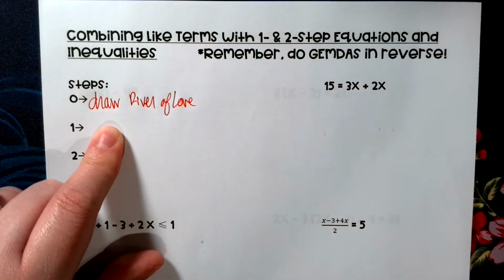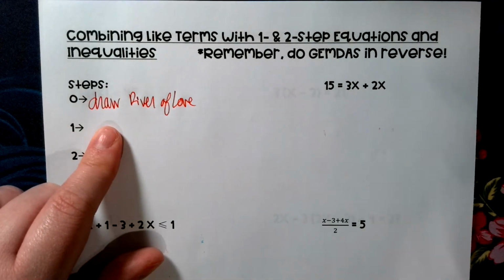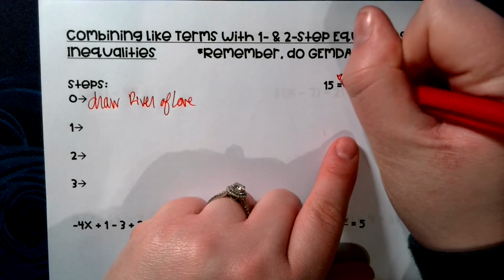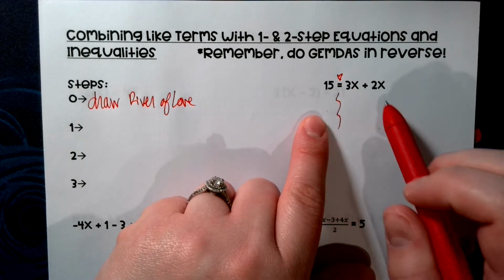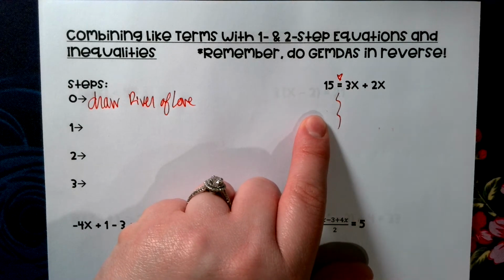Or Miss Prada does the train tracks if you have her. But for my problem, I'm going to draw that river of love because I need to remember what I do to one side of my equation or inequality, I also have to do to the other side. I need to keep it balanced.